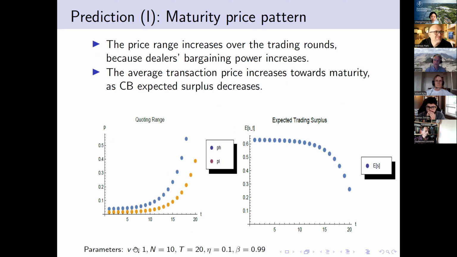Here I choose a simple parameterization where you have 10 dealers. You want to buy over 20 periods, 1 unit. The reservation value of the central bank is 1. The cost to dealers of acquiring is 0, and on average in any given period there is only 1 dealer quoting. So eta is equal to 0.1, meaning that of course it's a binomial distribution, so there might be more than 1, but on average we expect 1 dealer to quote in any given round.